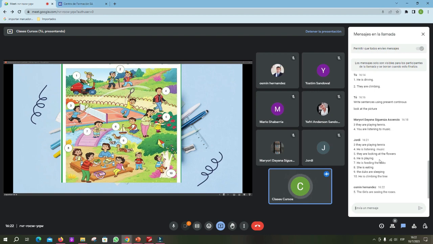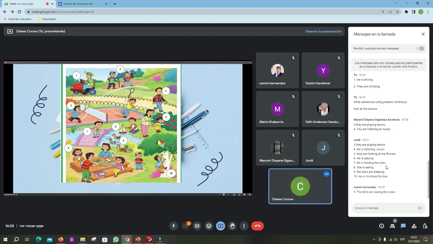Number 5, let's see. They are looking at the flowers. That's a good option. And don't forget, Mr. Jordi, to write a capital letter at the beginning of the sentence. So they are looking at the flowers, right? Number 6, let's see, he is playing. You can say he's playing, or he's sailing a ship, or he's playing with a sheep, maybe. That'll be good. Yeah, that's good, Mr. Jordi. Number 7, he's feeding the ducks. Amazing. That's good. He's feeding the ducks.